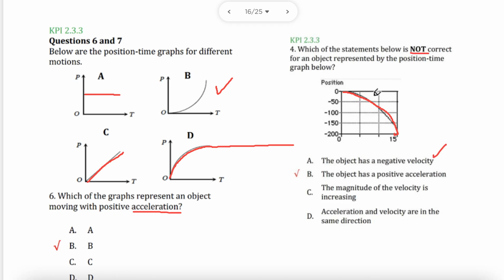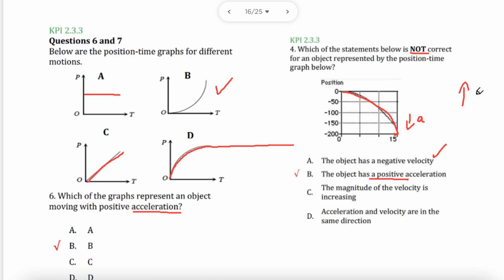So this is good. Acceleration, well, looks like he is slowing down. No, he's not. He's speeding up, but he's speeding up in the negative side. Acceleration is getting more in the negative side. So that is a negative acceleration. That's why this is wrong.